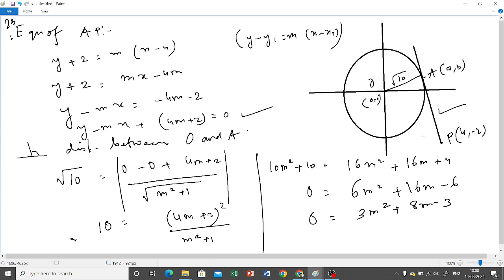Now we need to find the perpendicular distance between this center and this line AP. So how do we find the perpendicular distance? Do you know how to find the perpendicular distance between a point and a line?